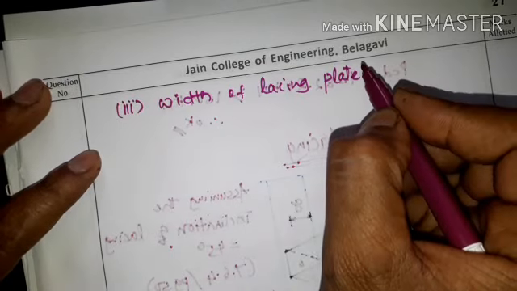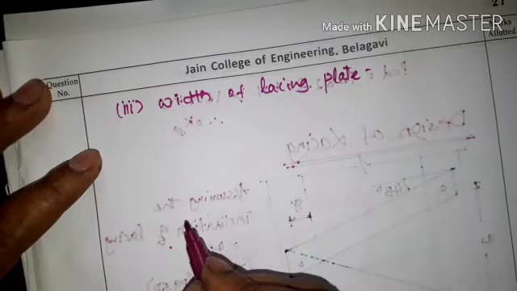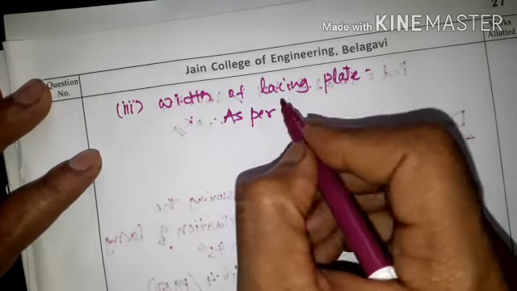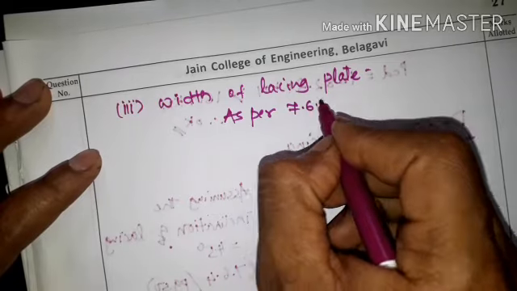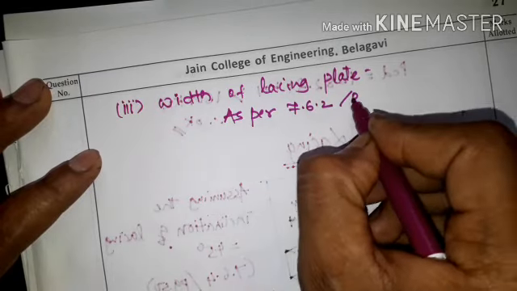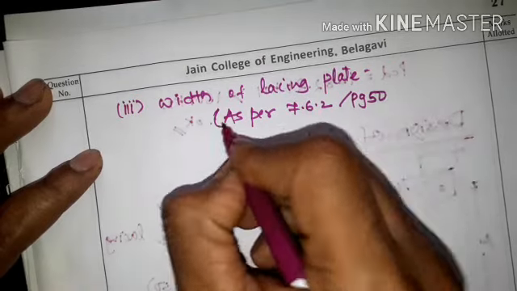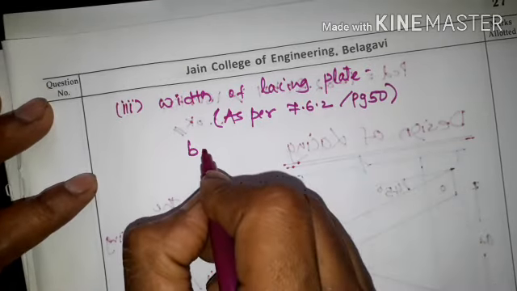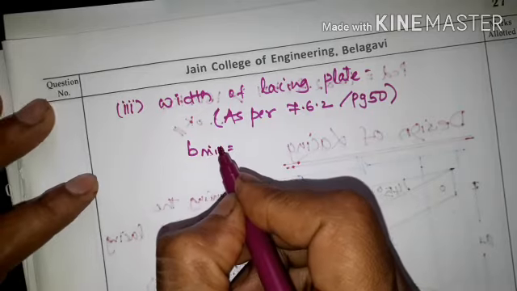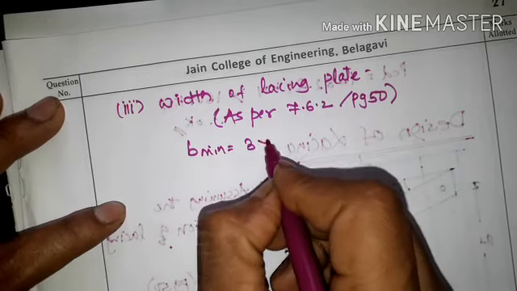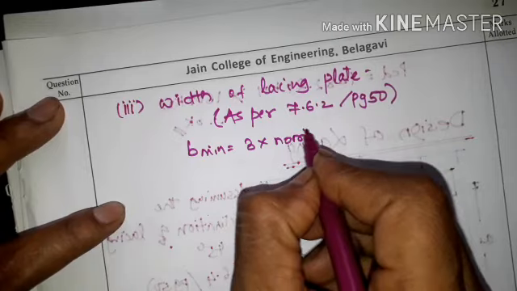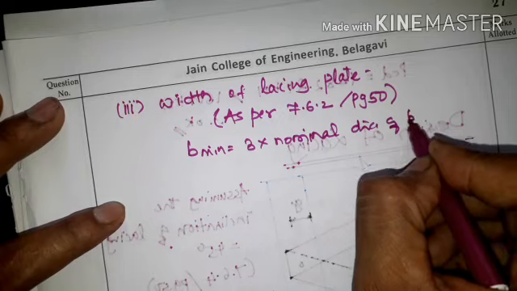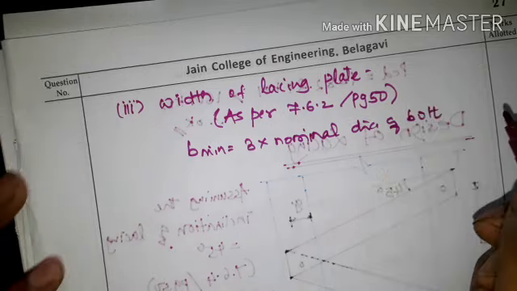Width of lacing plate. So again, as per 7.6.2 page 50, minimum width of the lacing plate, that is minimum, that is 3 times the nominal dia of bolt.